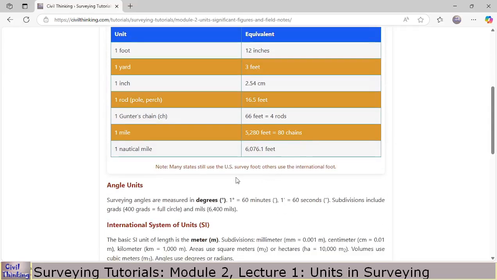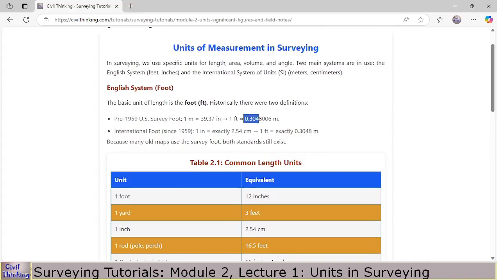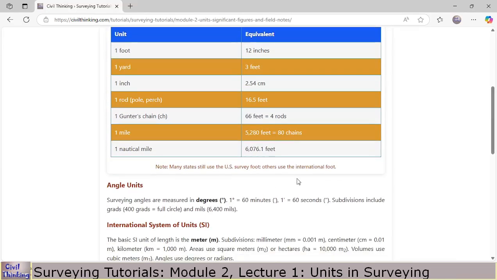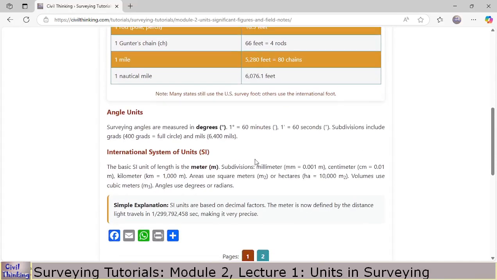So many states still use the US survey foot, so even today they use the before 1959 definition. They don't round off, they keep it approximately this, without rounding off. And others use the international foot, the rounded off one. So let us move on.